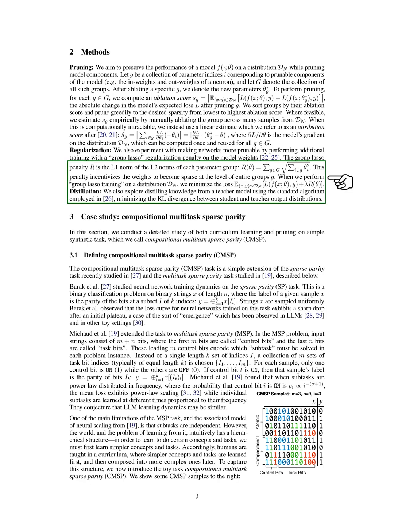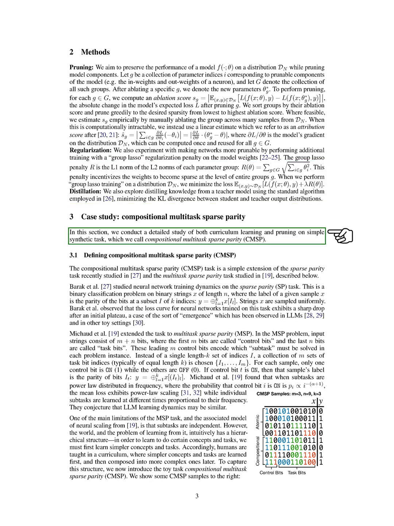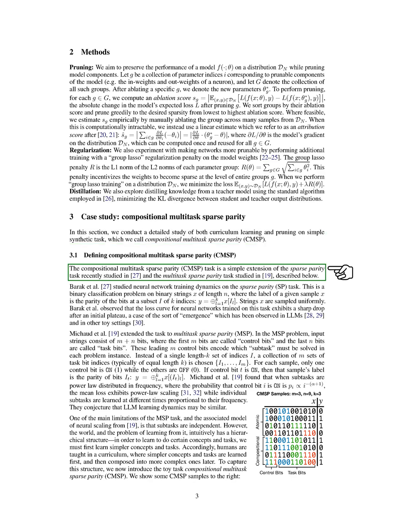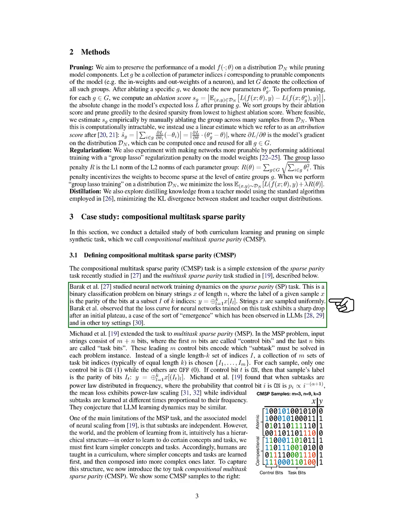Section: Case Study. Compositional multitask sparse parity. In this section, we conduct a thorough examination of curriculum learning and pruning using a straightforward synthetic task, which we refer to as compositional multitask sparse parity, CMSP. To define CMSP, we note that it builds on the sparse parity task and the multitask sparse parity task. The sparse parity task is a binary classification problem involving binary strings of a certain length, where the label is determined by the parity of bits at specific indices.